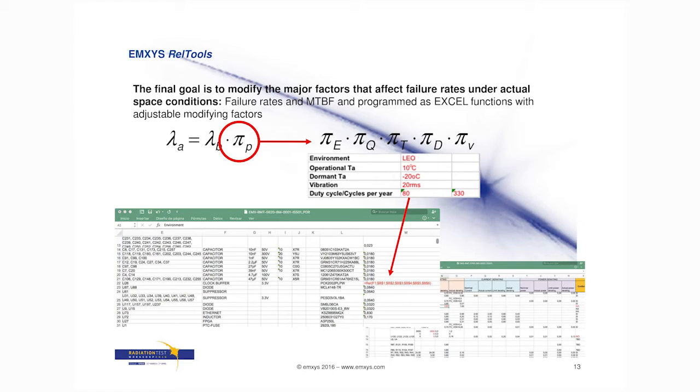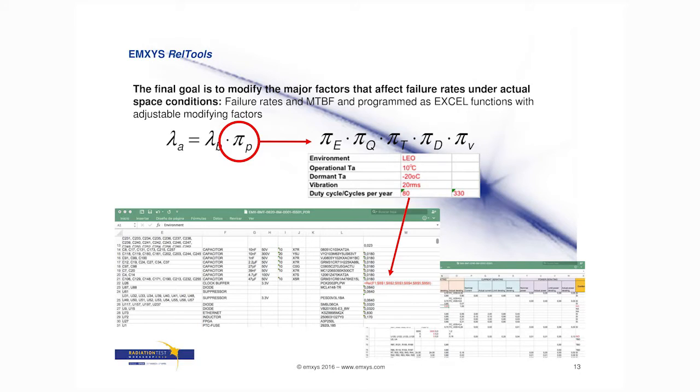And the final goal is just to provide, as I told you before, to extract the parameters from components and subsystems to alter the reliability calculations and adapt them for real conditions that are not included in the actual MIL-HDBK-217 Handbook to calculate reliability.